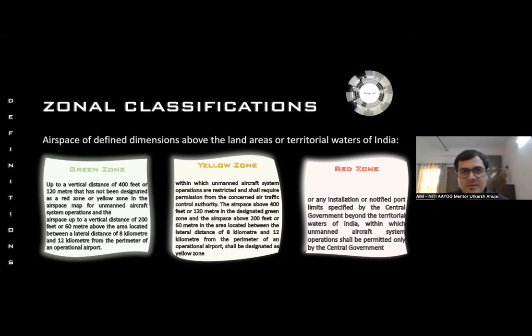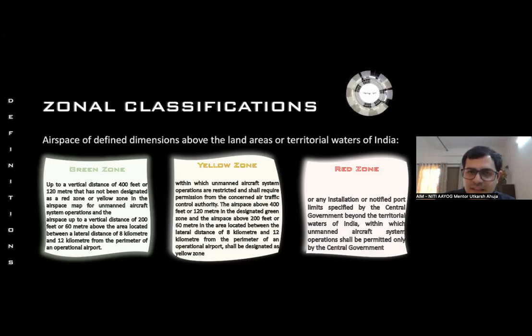Then there is the yellow zone, which is the airspace within which unmanned aircraft system operations are restricted and shall require permission from the concerned air traffic control authority. The airspace above 400 feet or 120 meters in the designated green zone, and the airspace above 200 feet or 60 meters in the area located between the lateral distance of 8 kilometers and 12 kilometers from the perimeter of an operational airport, shall be designated as a yellow zone.